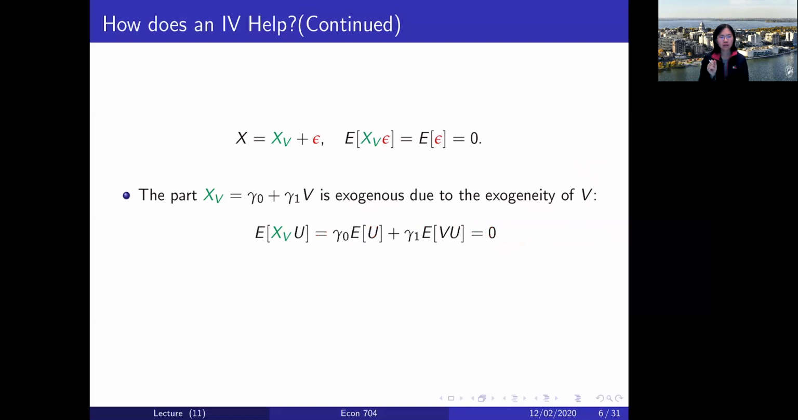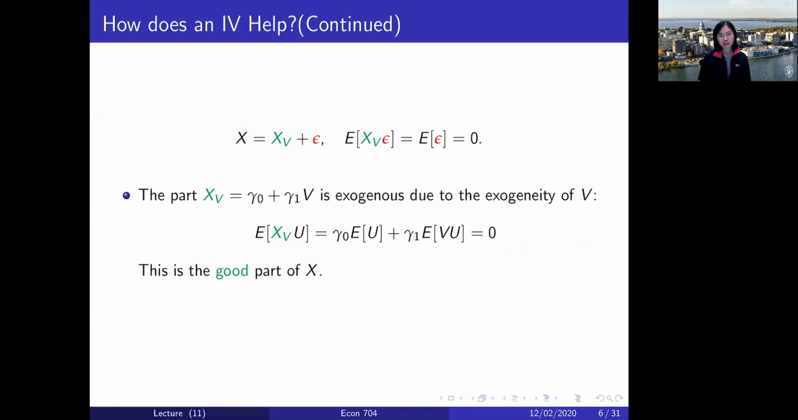All right, so that's what we just derived. So E[XV U] equals 0. XV is part of X, and it is orthogonal to U, it's exogenous. So X itself is not exogenous, but this part of X is exogenous. Okay, that's what we have derived.